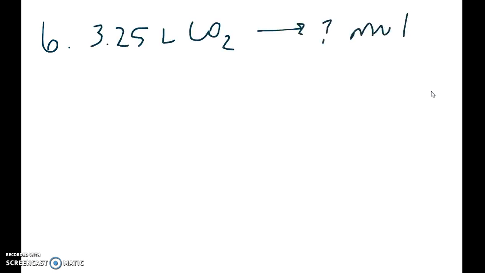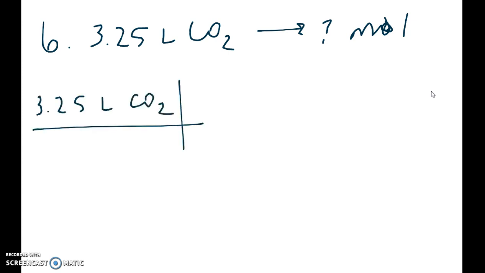The last one I'm going to do is number 6. It says I'm starting with 3.25 liters of CO2, and I want to know how many moles that is. Well, I have this conversion between moles and liters, at least at standard temperature and pressure, and it tells me that there's 22.4 liters in 1 mole. So 3.25 liters of CO2 is what I'm starting with. If I have liters on top, I have to have liters on the bottom. I know there's 22.4 liters of anything in 1 mole for a gas.